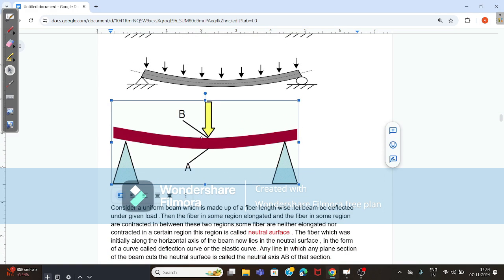Consider a uniform beam. This is called the beam.